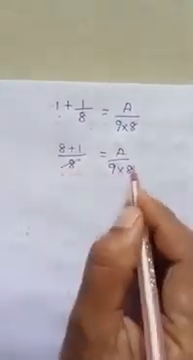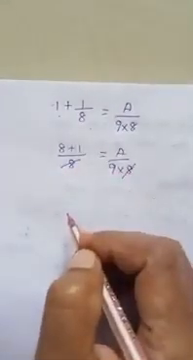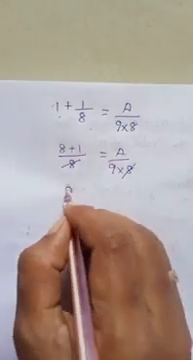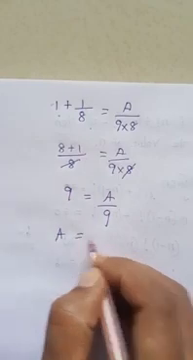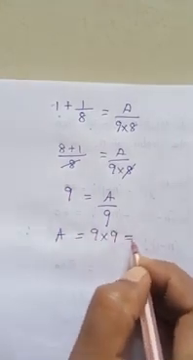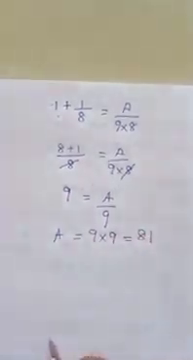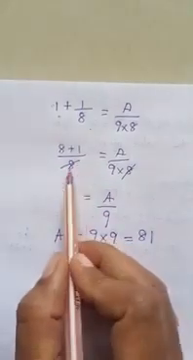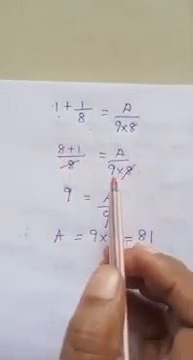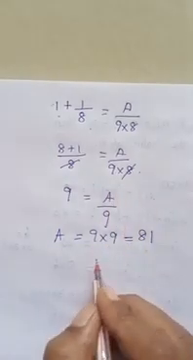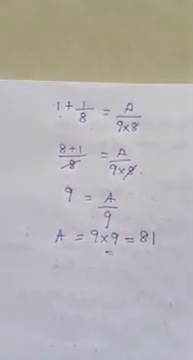See, both the denominator 8 is there, 8 will get cancelled. So 9 is equal to a by 9, or a is equal to 9 into 9. The answer is 81. If you don't know how to cancel like this, cross multiply and then you can cancel it. Okay, no issue. So do you all understand this?